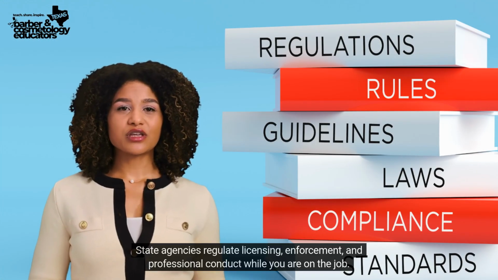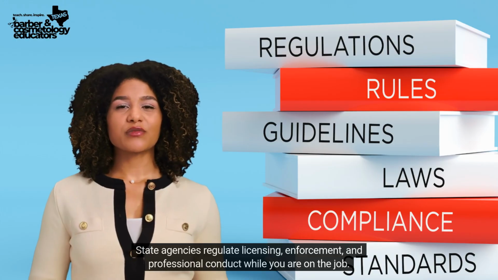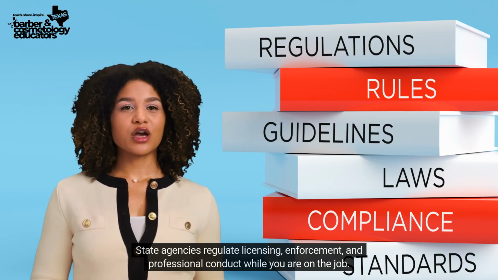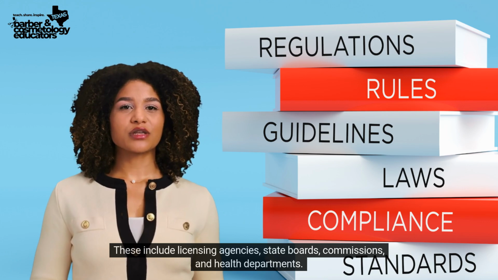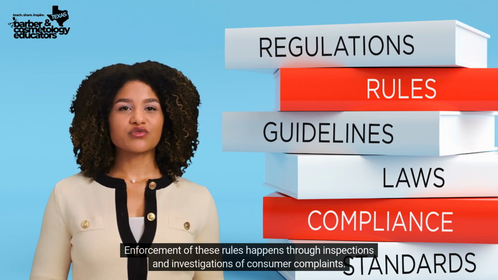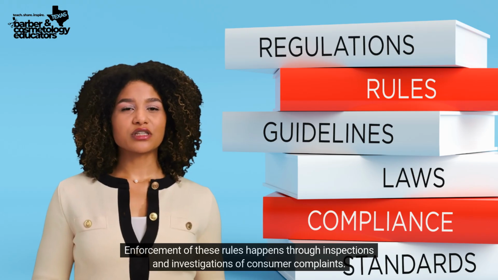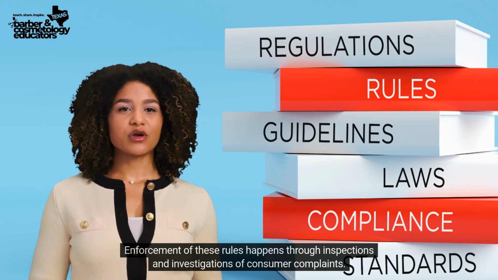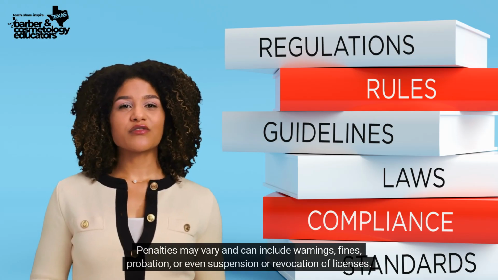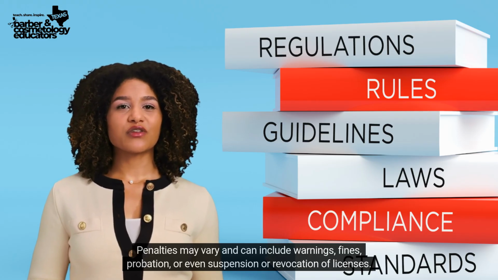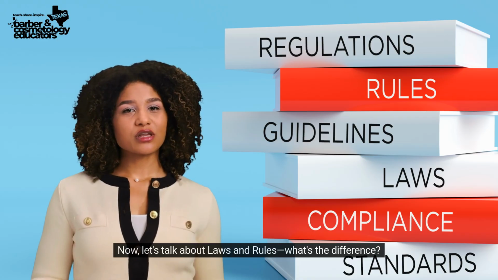State agencies regulate licensing, enforcement, and professional conduct while you are on the job. These include licensing agencies, state boards, commissions, and health departments. Enforcement of these rules happens through inspections and investigations of consumer complaints. Penalties may vary and can include warnings, fines, probation, or even suspension or revocation of licenses. Now, let's talk about laws and rules.